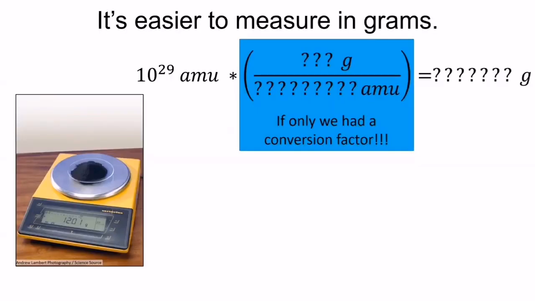When chemists have to measure the mass of real-world objects, we prefer to use the mighty gram. However, since atoms are measured in atomic mass units, we'd need some sort of conversion factor to go between atomic mass units to grams.